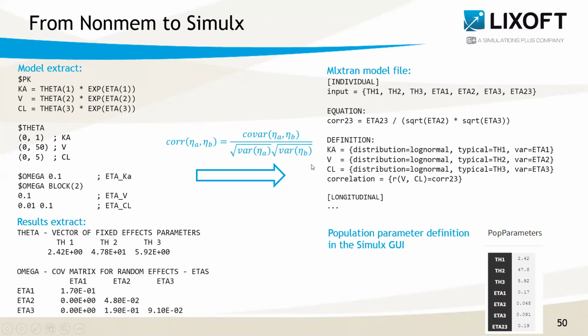So the first trick is that in the distributions of the parameters, for the typical value, you can directly use the estimated thetas. And then for the width, you can use the variance directly. Then you can directly give the diagonal parameter values, so the etas 1, 2, and 3. However, for the correlation, you're going to need to add a bit of a calculation, and this can be done in the equation block. It's possible to calculate the correlation values from the covariances, and that's a formula to use.